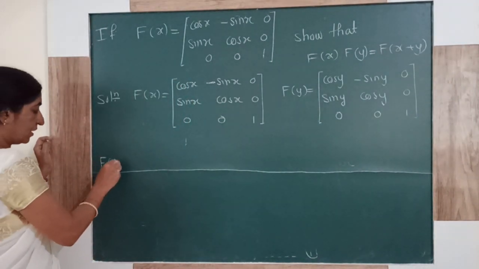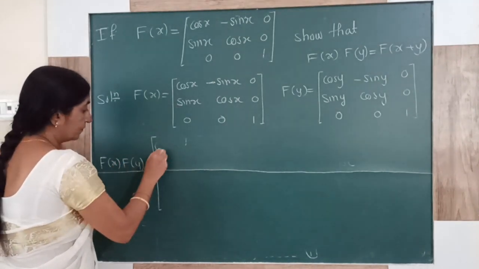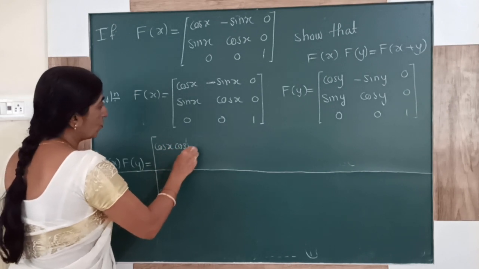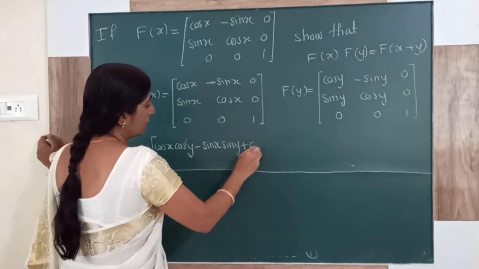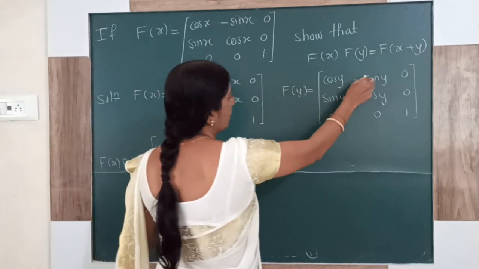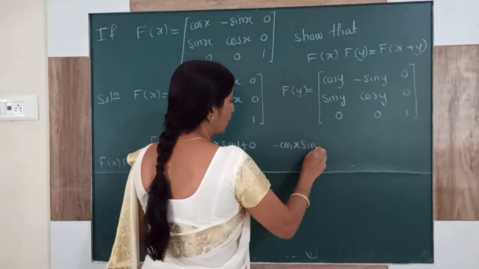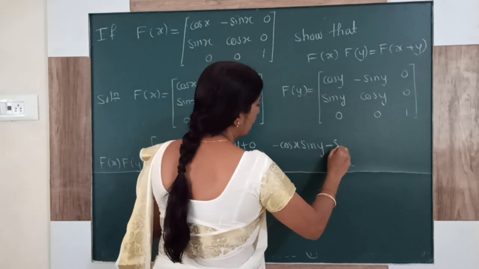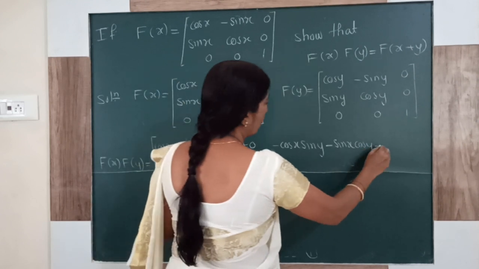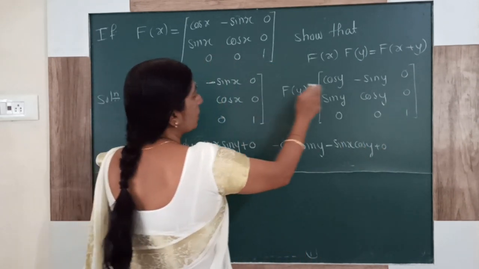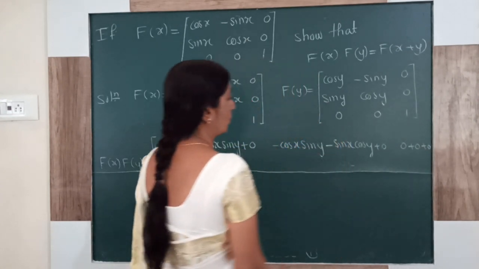F of x into f of y. First row with first column: cos x into cos y minus sin x into sin y plus 0. Then first row with second column: minus cos x into sin y, and here also we have minus sin x into cos y, the last one plus 0. Then first row with third column, that is 0 plus 0 plus 0.